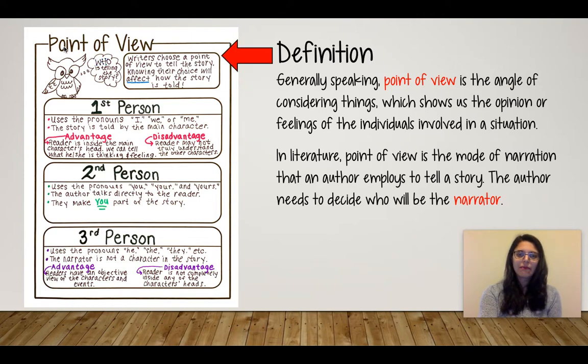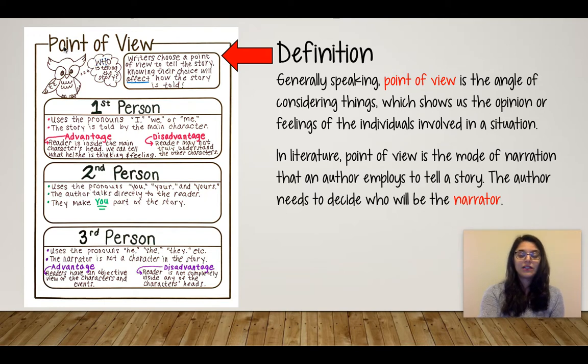So look at the top of my anchor chart and you'll see I drew a little owl and he's saying, who is telling the story? So writers choose a point of view to tell the story, knowing that their choice will affect how the story is told. So this is a pretty big choice authors have to make. They have to decide who will tell the story, who will be the narrator, and this choice will directly impact how the story is told.